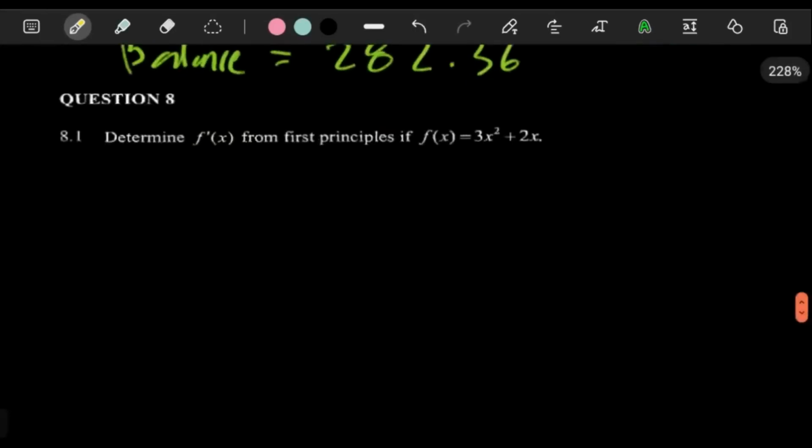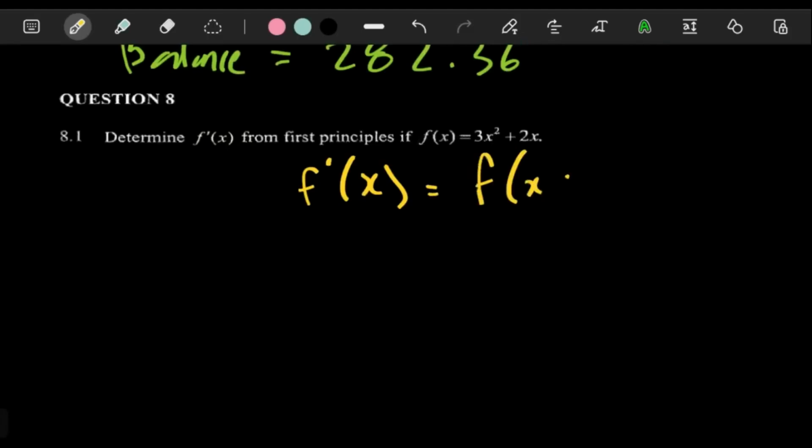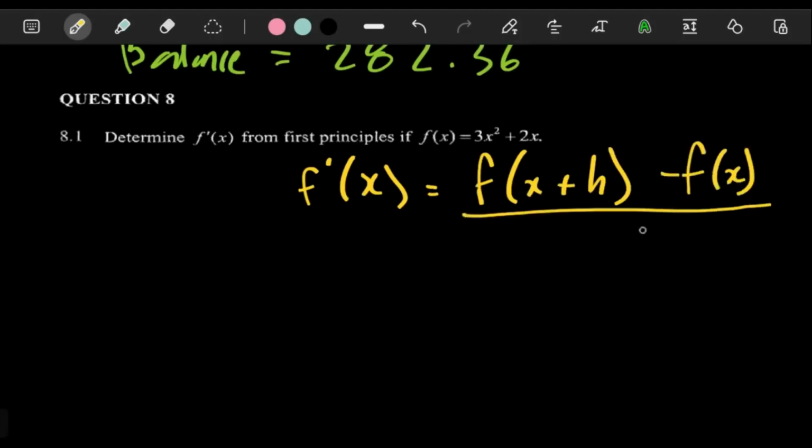Question 8 says the following. Determine f prime from first principles. So f prime from first principles is what we need to do, right? The first principles formula looks like this: f(x plus h) minus f(x) over h. The f(x plus h) part you want to do first. All it means is wherever x is, you put x plus h.